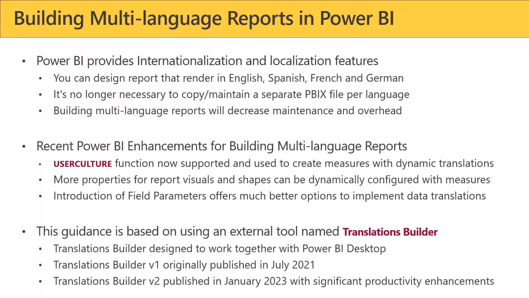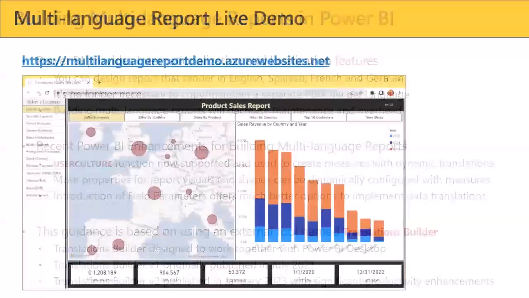Now, the guidance that we're going to go through is also going to use an external tool that we built, and it's called Translations Builder. We had an original version that we published and made available in July 2021 with the first version of our guidance. But now with this new guidance, we've also done a lot of updates to Translations Builder. And the idea was just to make it significantly more productive for content creators using Power BI Desktop.